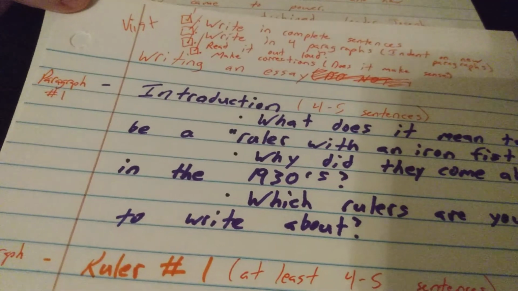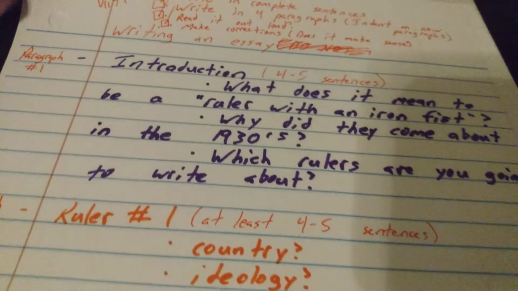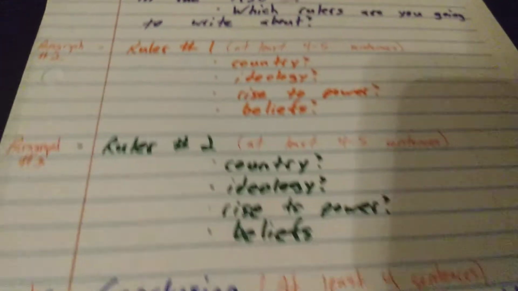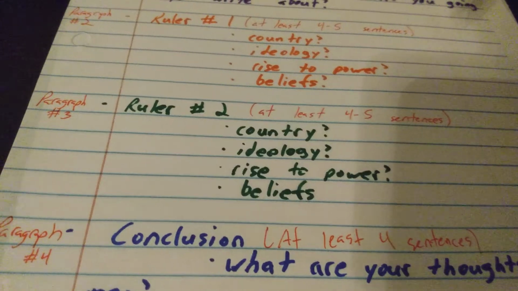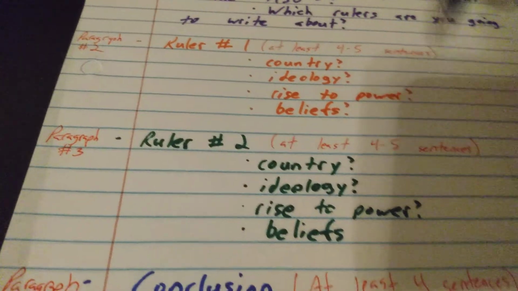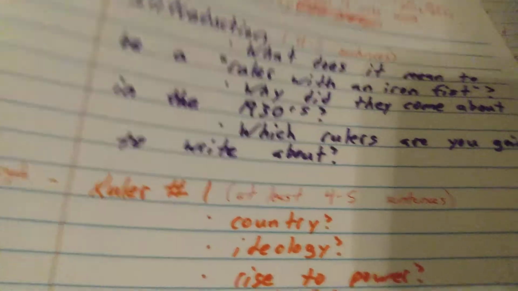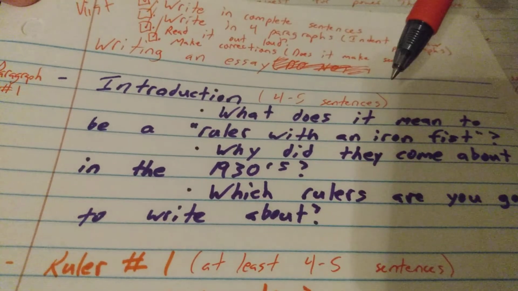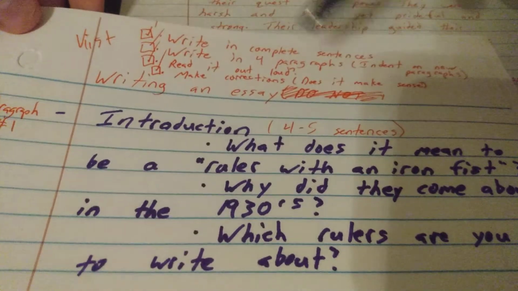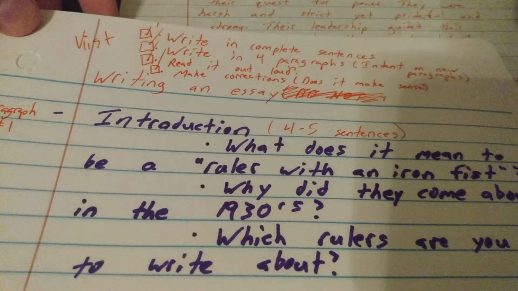I know I did my best to teach it in a video, but make sure you have an introduction, you have 2 rulers, just 2, write about 2, and then your conclusion. Because this will be good practice for next year. You're going to have 4 paragraphs, and you just answer these questions, follow my example, look back on the video, and I'll put it up on Facts so you can remember what I said. And then finally, write in complete sentences, write in 4 paragraphs, indent, read it aloud, and make corrections.